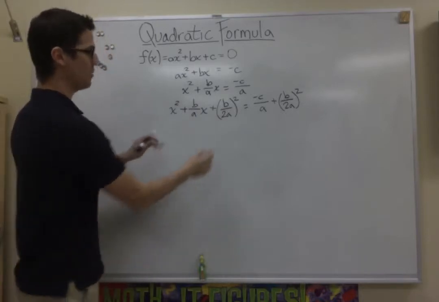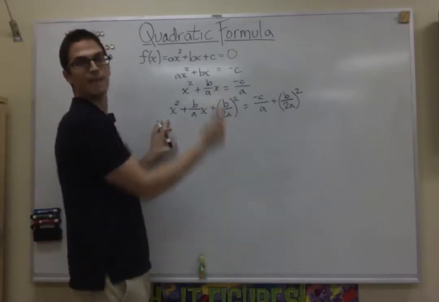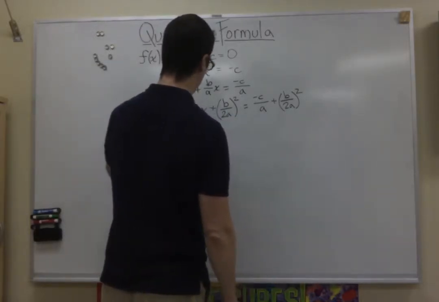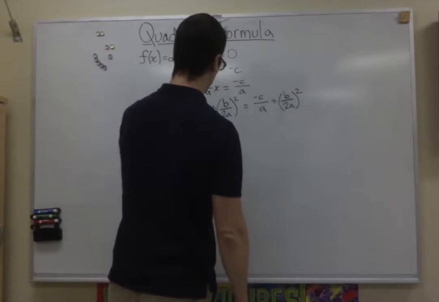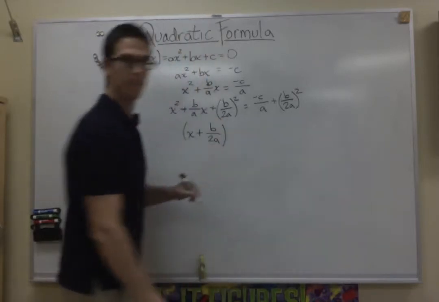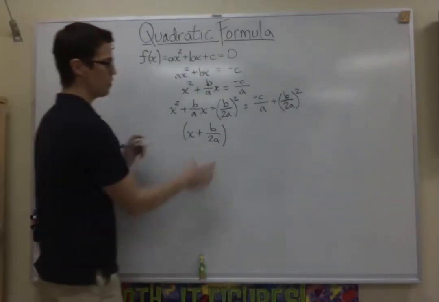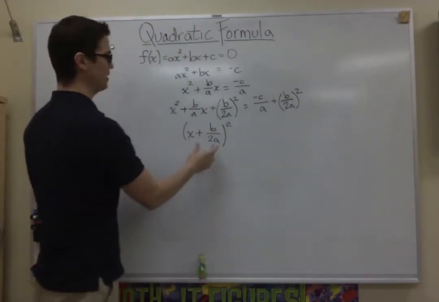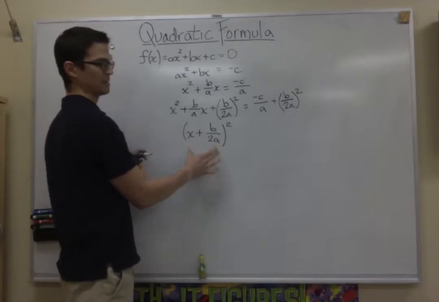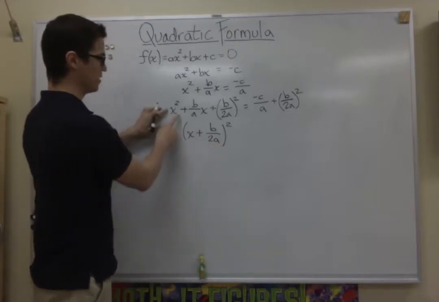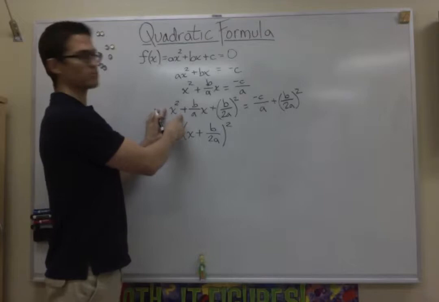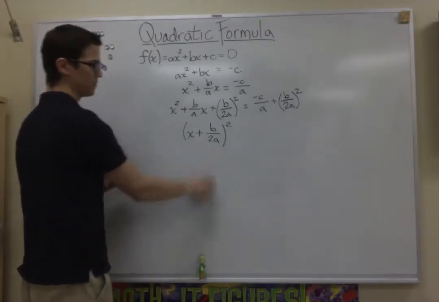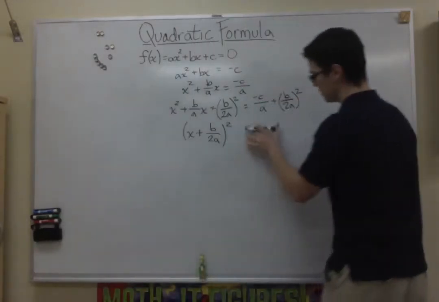The next thing I can do now, because I have a perfect square right here, is factor it out. So I end up with x plus b over 2a, quantity squared. Now you can check my work if you want: multiply this by itself, and you should notice that you'll get this value right here. Just reverse factoring basically to get this. Then I'm going to drop this down.